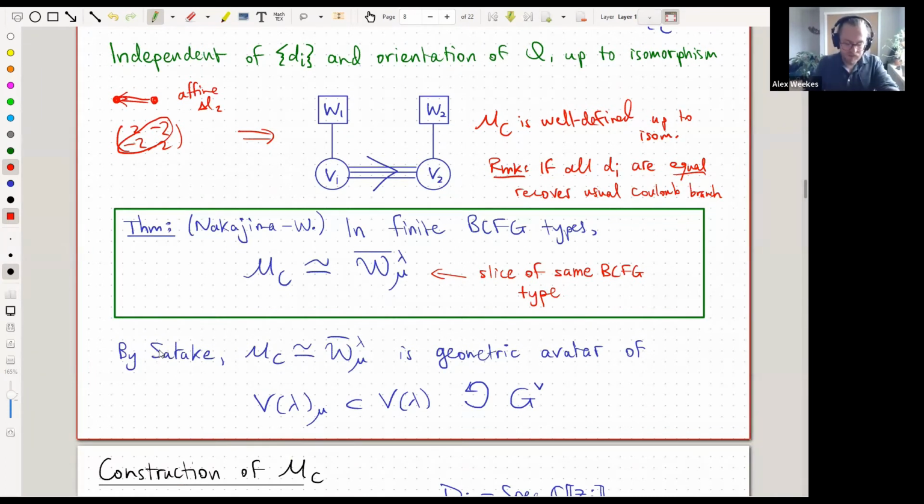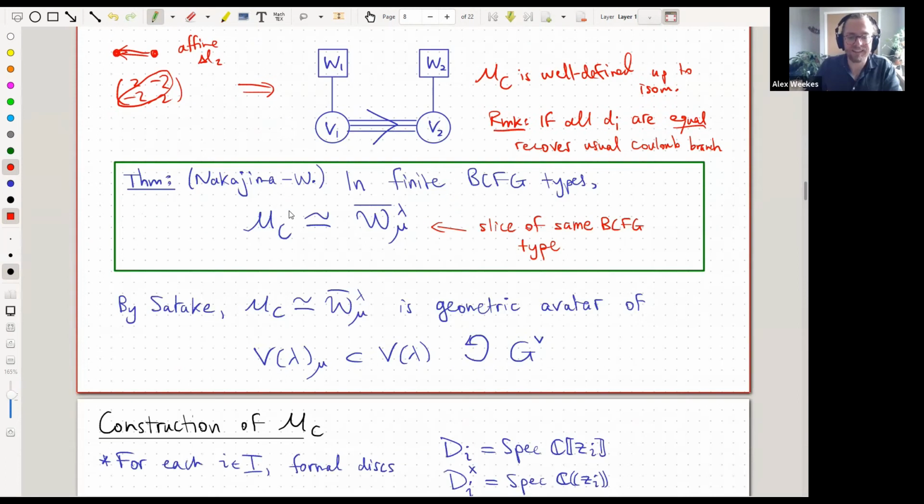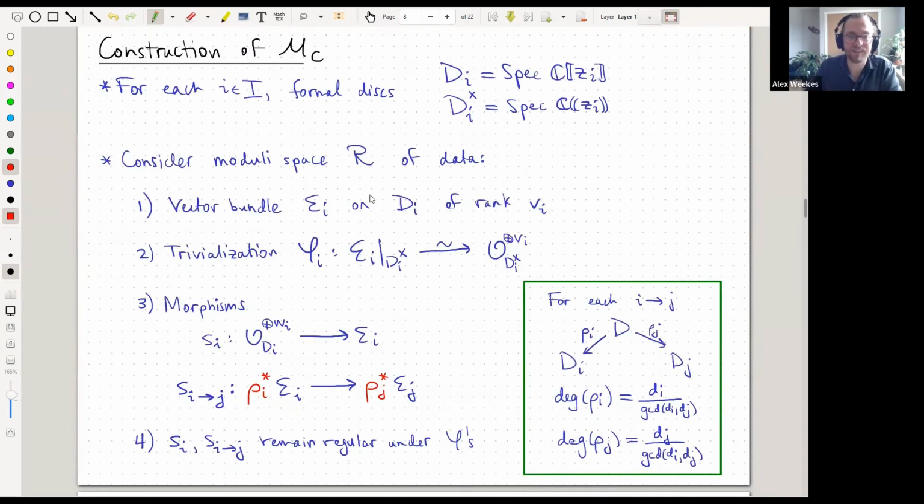So I did want to mention the construction, and it's a little strange, but I wanted to briefly try to explain it. There's a lot of words written here, but essentially it's the usual BFN construction of a Coulomb branch for quiver gauge theory, but we use a bunch of different formal disks.